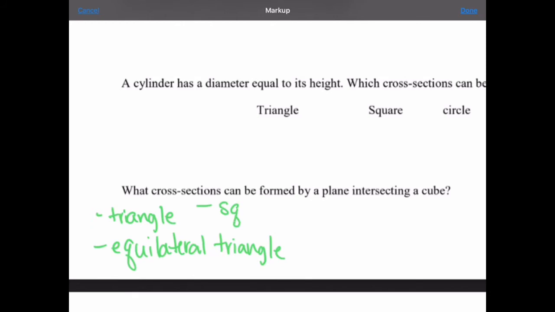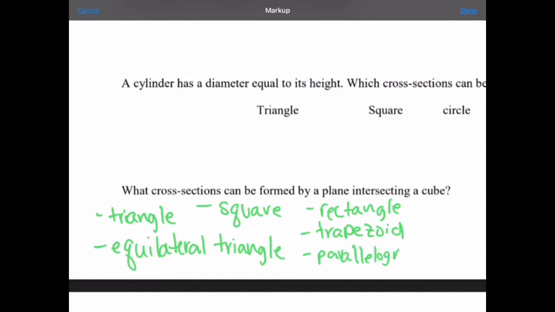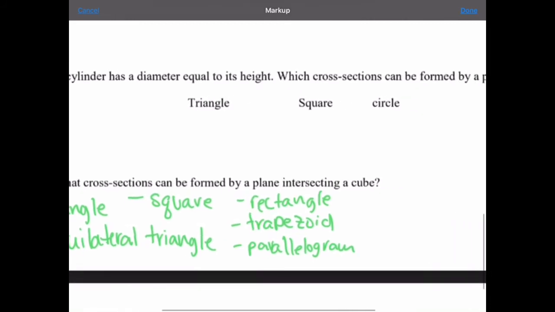It gave us a square, a rectangle, we saw a trapezoid, a parallelogram. What else do we see? We saw the pentagon. We saw a hexagon also.